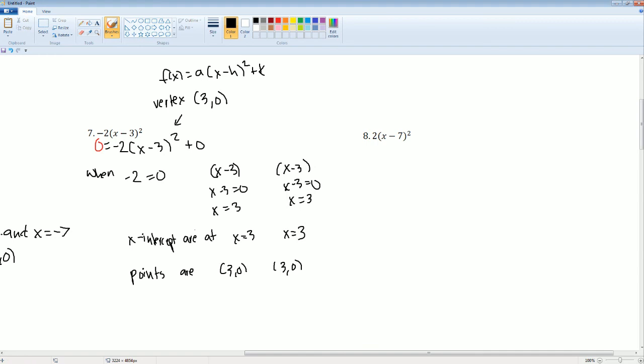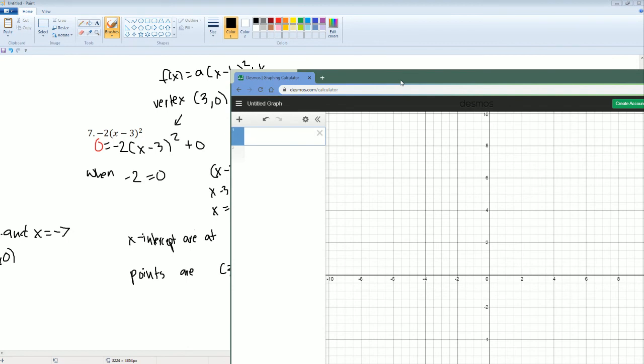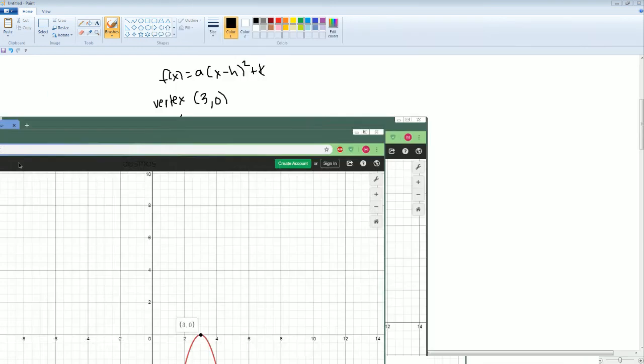Let's see if you're right. I already know why, because it's probably just the vertex. x minus 3 squared. So do you see here? The x-intercept is 3, comma 0. Because there's technically 2 points, the one that's going up to it and the one going down. There you go.